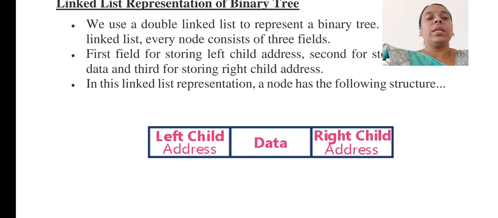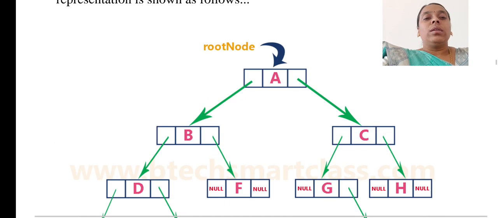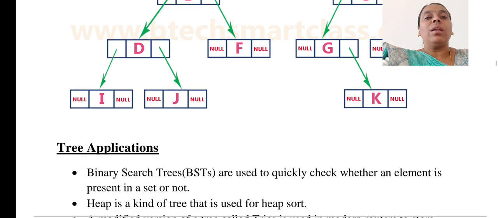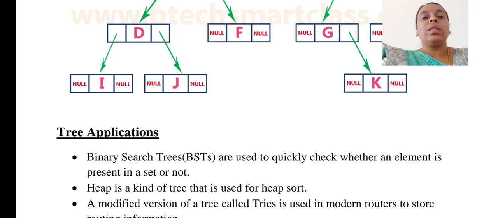In this diagram, in the doubly linked list, the left child address points to the address of the previous node. The right child address points to the address of the next node. Here the data field stores the data value. This is an example of binary tree representation using a linked list. What does null mean? The left child address does not have any previous node, and the right child address does not have any next node. So we put the null value.